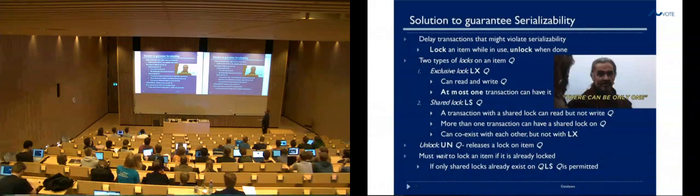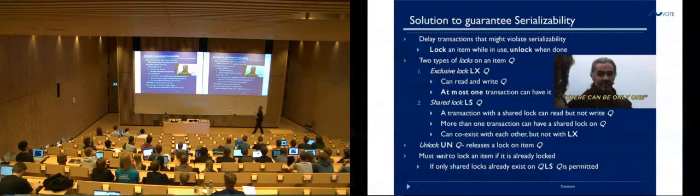Then somebody else can lock it. They can also write on it, and it goes on this way. So at most one can have it, whereas the shared lock, as the name suggests, can be shared. So many transactions can just keep reading the same item. But then you will ask, why do we need the shared locks?